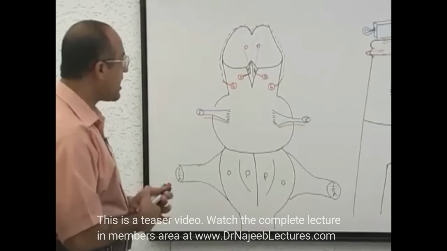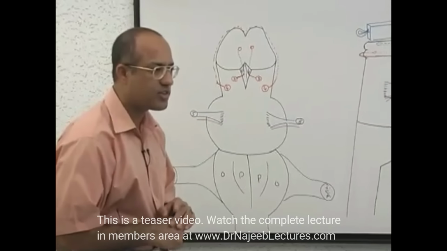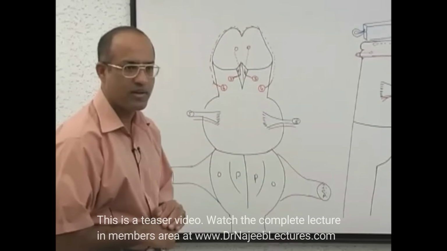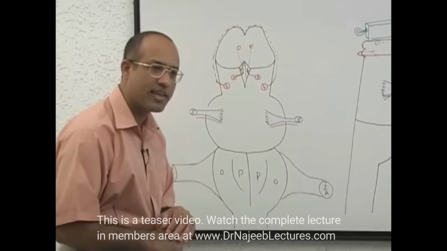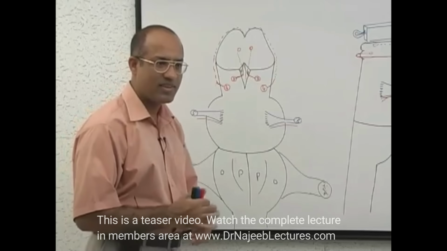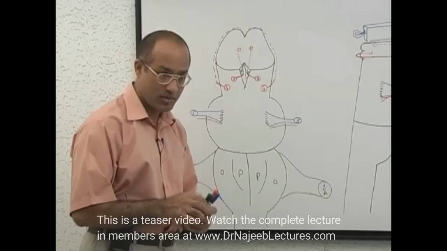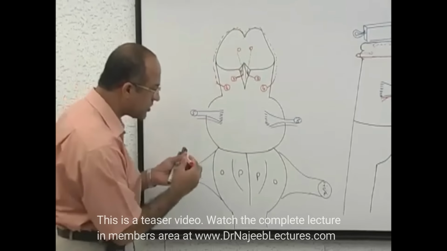Now, after the fifth cranial nerve, which cranial nerves do we have to discuss? Sixth, seventh, and eighth. Where are the 6th, 7th and 8th attached on the brainstem exactly? Very good, between the pons and medulla. It's very easy to understand.